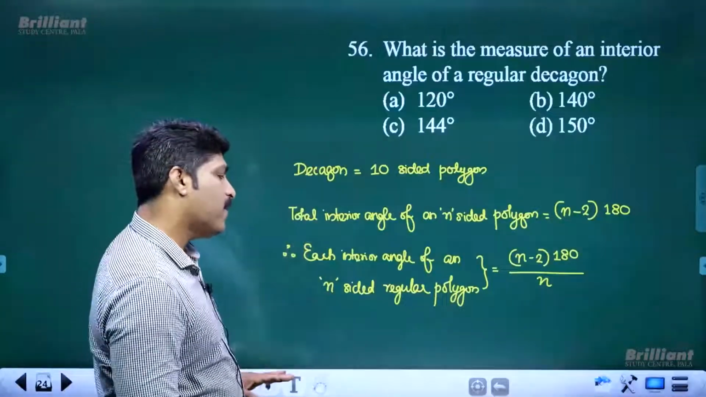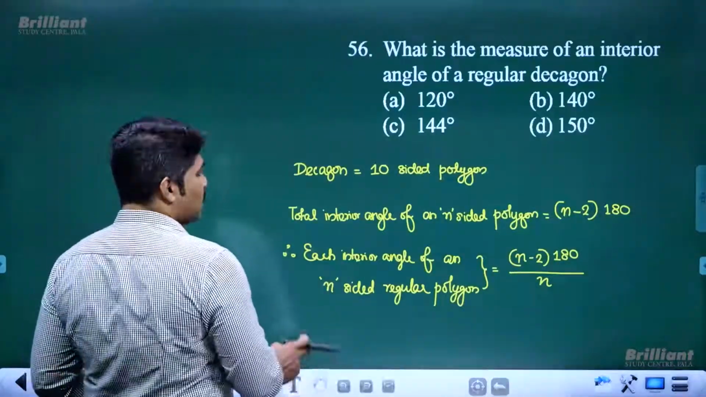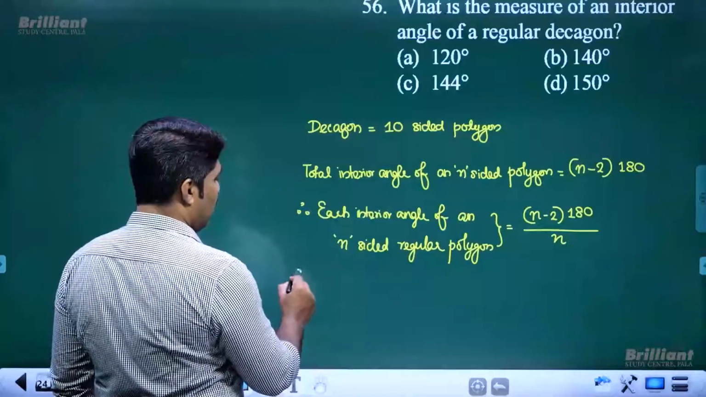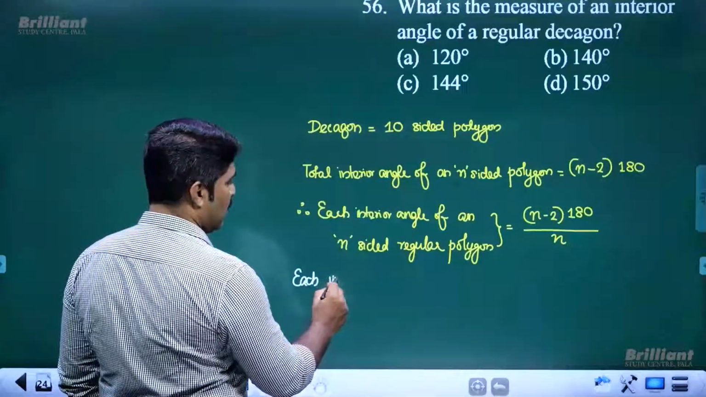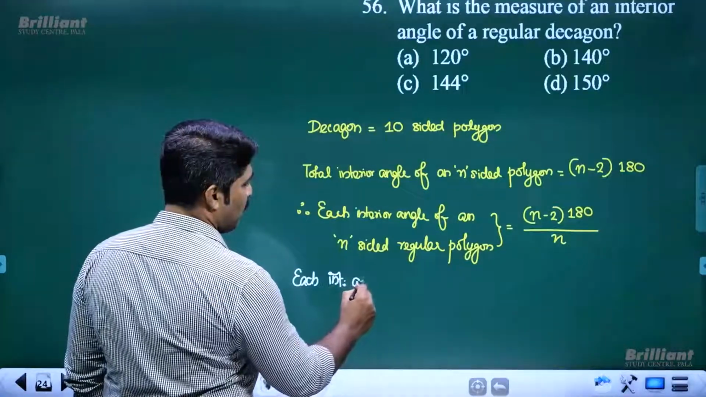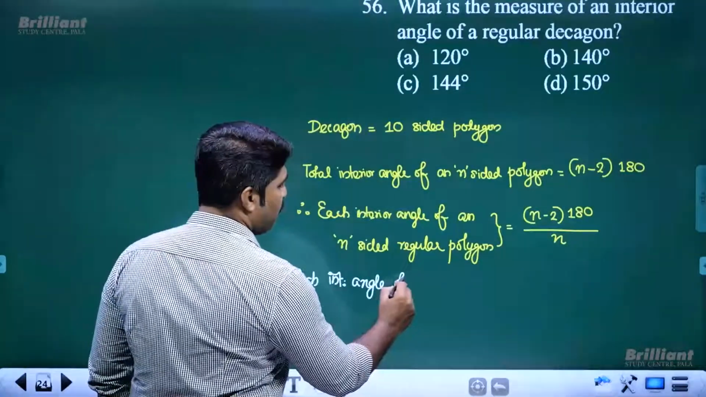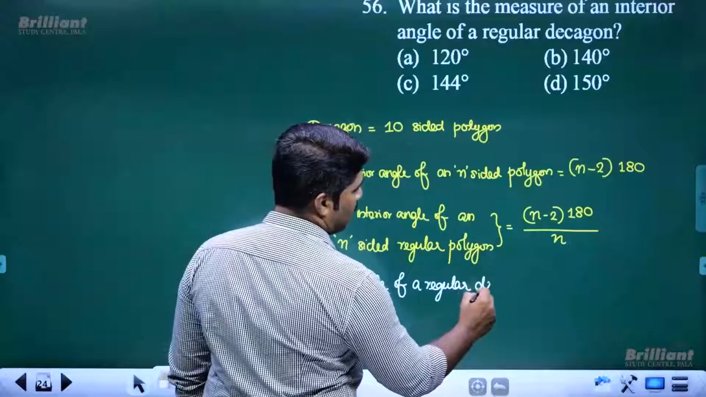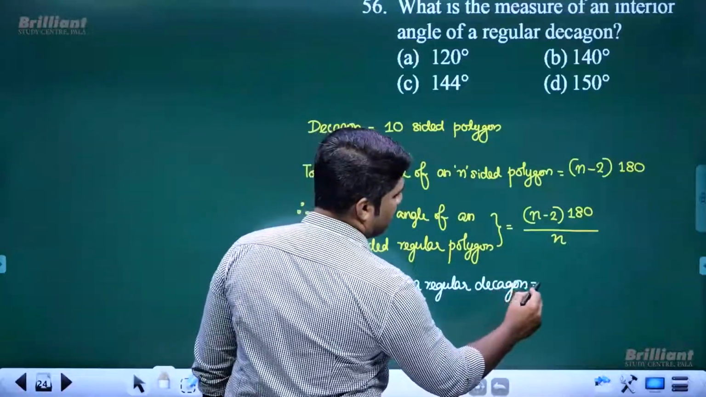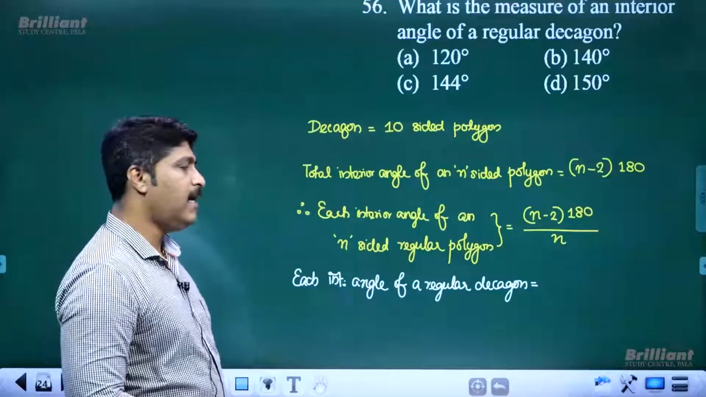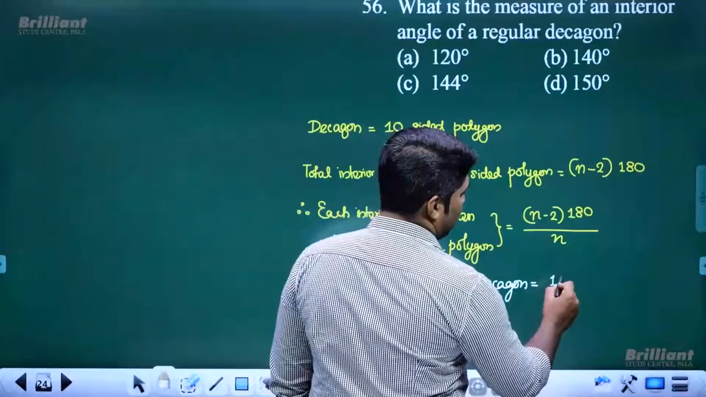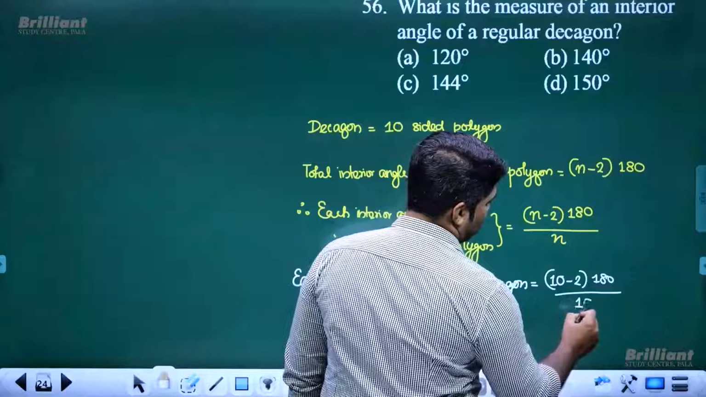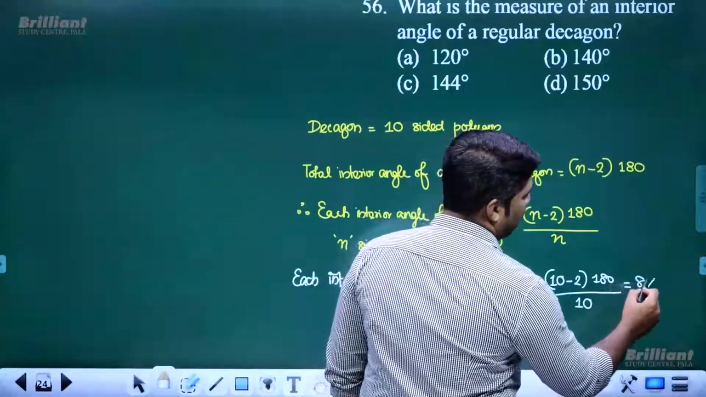Here it is the case of a regular decagon. So if we apply this result to a regular decagon, how can we find it? Therefore, each interior angle of a regular decagon. A regular decagon has exactly 10 sides. Therefore, this is (10 minus 2) into 180 by 10. So, this is simply 8 into 18.